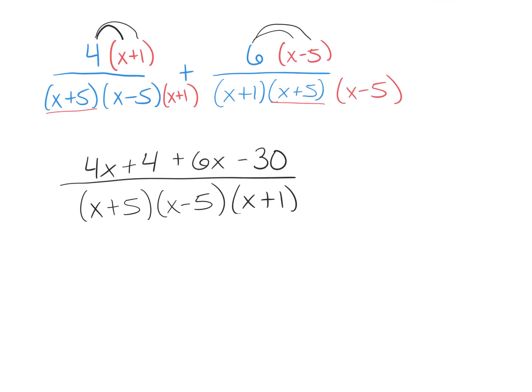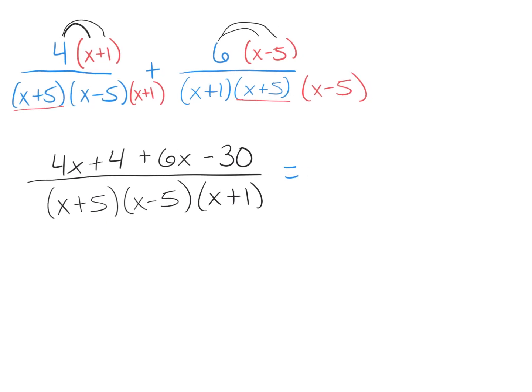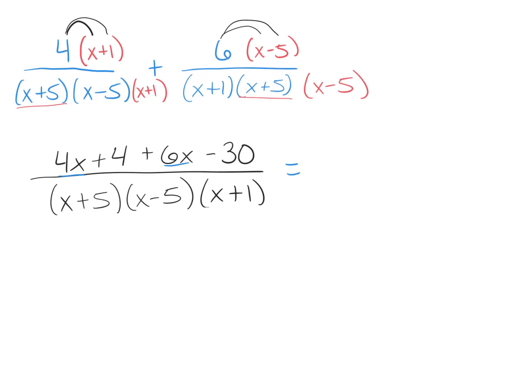What would my next step be here? On the top, we're going to combine like terms. So I have 4x plus 6x is 10x. And then I have 4 minus 30. Oh, wait, no. Minus 36. 26. Yep, minus 26. Over, does the denominator change? No. Nope, so we have x plus 5, x minus 5, and x plus 1. What do we need to do next?